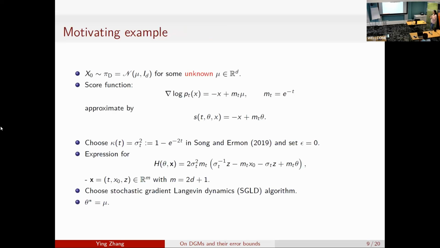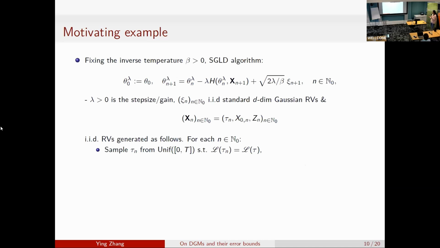And we can have a simplified expression for the stochastic gradient associated with the optimization procedure. So it is given here. And we may observe from this stochastic gradient that it is linear in theta. And we can also show that, in fact, it satisfies the strong convexity condition. Therefore, for this motivating example, we choose the SGLD algorithm to optimize the objective function. To be more precise, the SGLD algorithm is given here. It starts from theta naught, some initial value, and the updating rule is given here. For this SGLD algorithm, lambda is its step size.